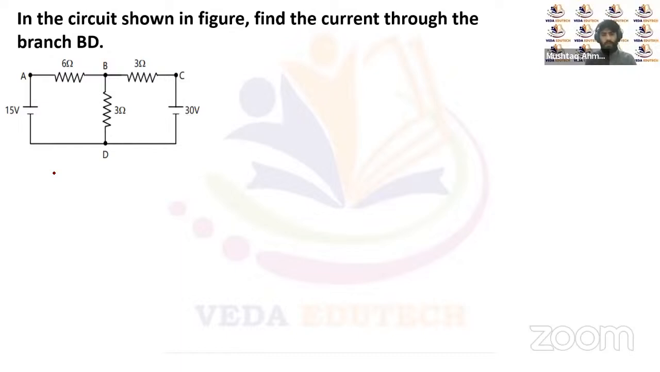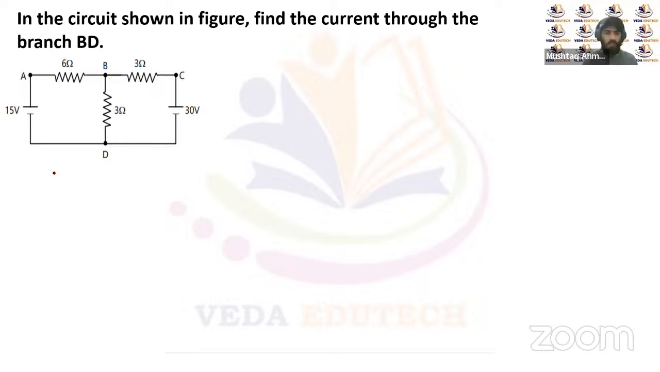The question here is that in this circuit, you can see that we have a circuit here. In the circuit shown in figure, find the current through the branch BD. In this circuit, we can see there are actually two loops here, ABDA and BCDB. These are the two loops.